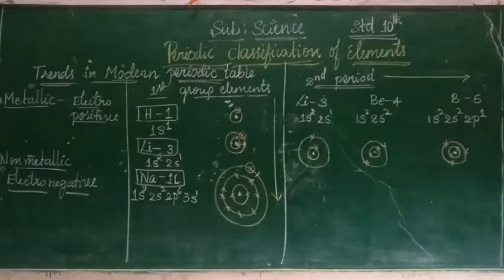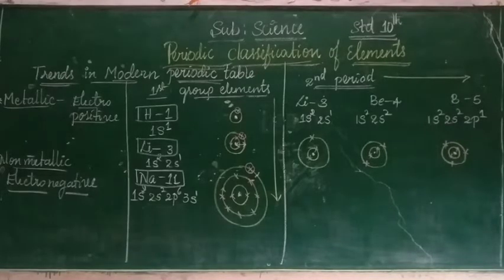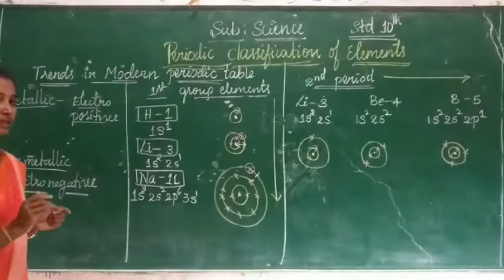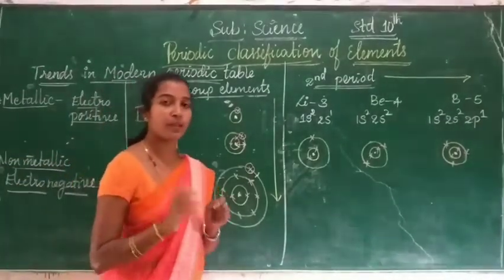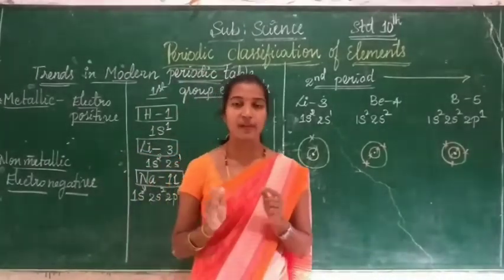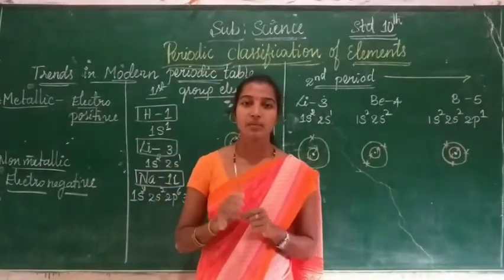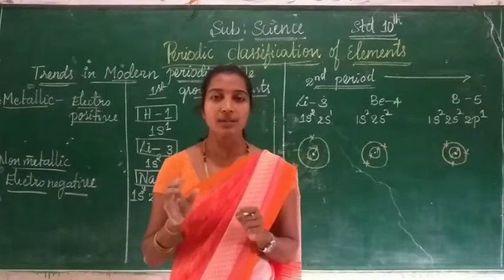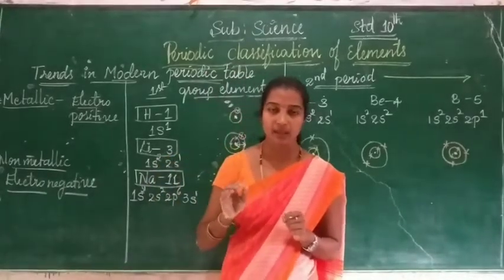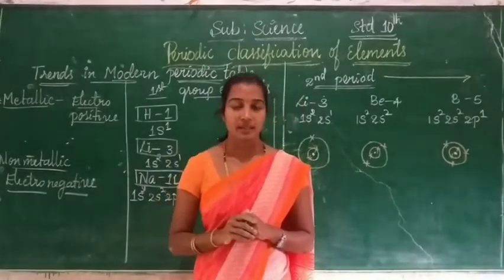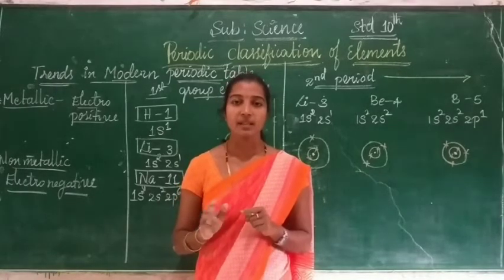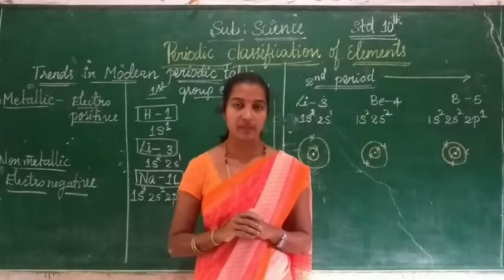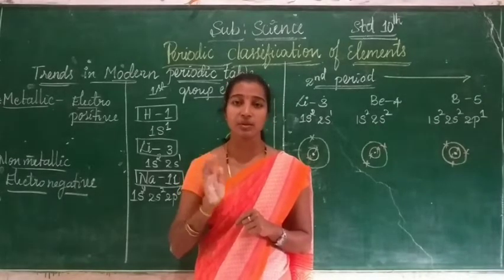Children, now come to the metallic property of an element. The metallic property is nothing but the electropositive character. Now let us see first what we mean by electropositivity of an element. Electropositivity means how the atom of an element gives up its outermost electron in such a way that it becomes electropositive.